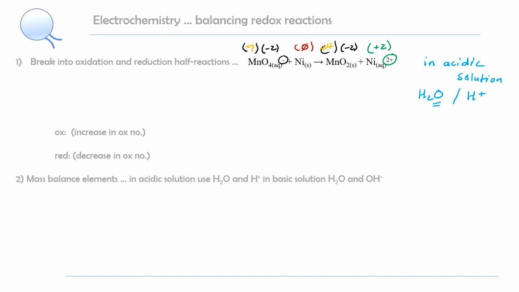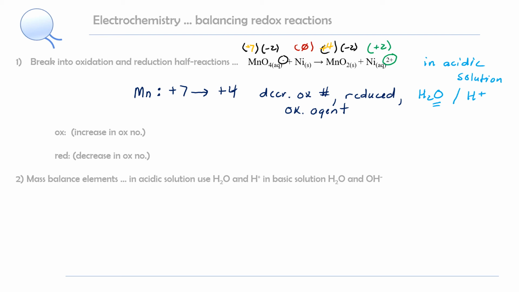Okay, so now we have oxidation numbers. So the next step is to figure out what's being oxidized, what's being reduced. So notice that the manganese is going from a +7 to a +4. That is a decrease in oxidation number. That means manganese is being reduced, and it is acting as the oxidizing agent.